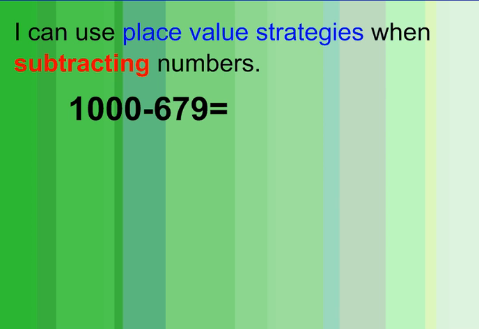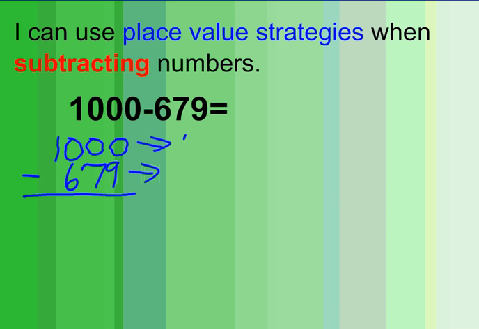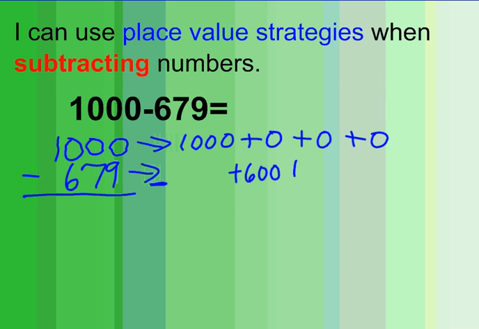If I have a number like 1,000 take away 679, we learned how to expand our numbers. I have 1,000 plus 0 hundreds plus 0 tens plus 0 ones. Take away no 1,000, and 600 plus 70 and then plus 9 ones. That's 679, and I'm subtracting that from 1,000.